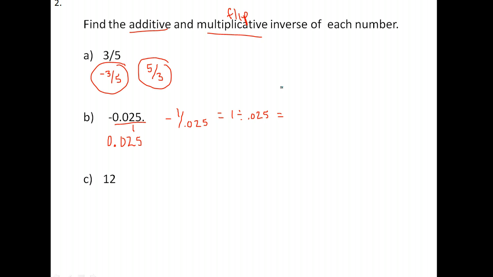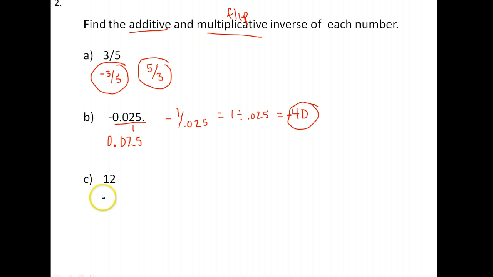So when you have a decimal and you're trying to find the multiplicative inverse, take 1 divided by the number and that will give it to you. And it was a negative originally, so our multiplicative inverse will also be negative. So its multiplicative inverse is negative 40. Again, you do that when you have decimals. You do that by taking the number 1 divided by the number will give you its multiplicative inverse.